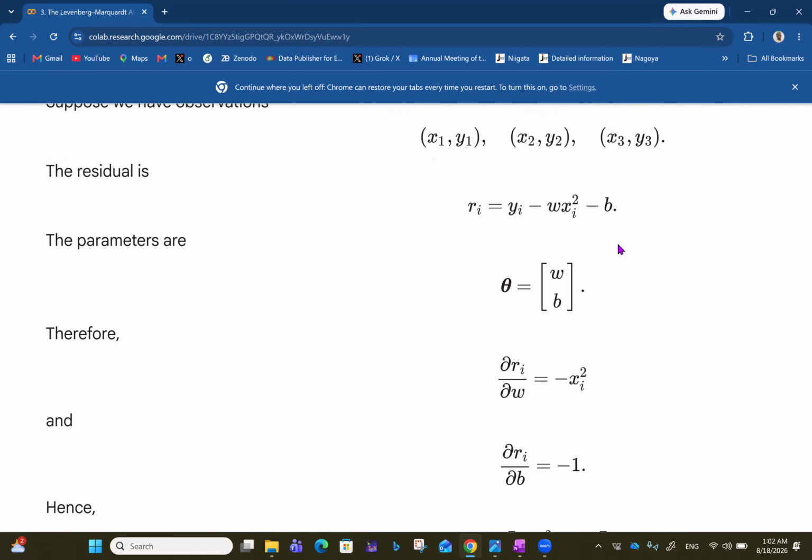There's no W here and here, so they go to zero. So the derivative of the residual with respect to W is minus xi squared, because they are the parameters, the weights and the biases, W and B. This is the gradient of the residuals with respect to the weights. Then with respect to the biases, you have this minus b here. If you differentiate minus b, you just get minus one.